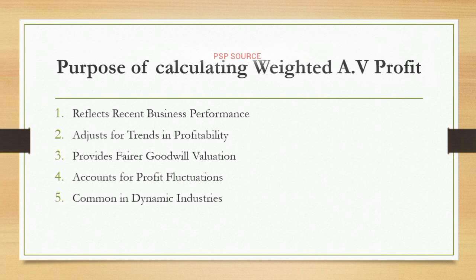I already said, the weighted average is always used when we are facing inconsistent profit. The fifth one is common in dynamic industries. Dynamic means changes, changes occurring in markets or technologies. So the weighted average helps us in facing these dynamic changes.